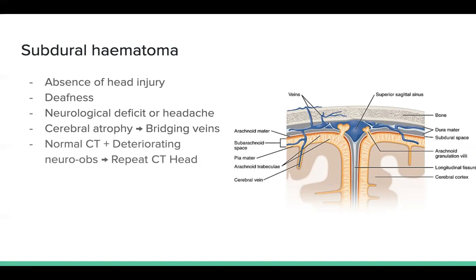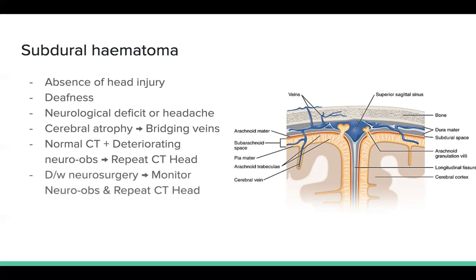This is usually seen on a CT head, particularly if patients are on anticoagulation and they have any change in their neuro obs. But sometimes the CT head comes back as normal. If you have a normal CT head and you have a patient whose neuro obs are deteriorating, consider repeating the CT head. It might just be too early to appreciate the changes.